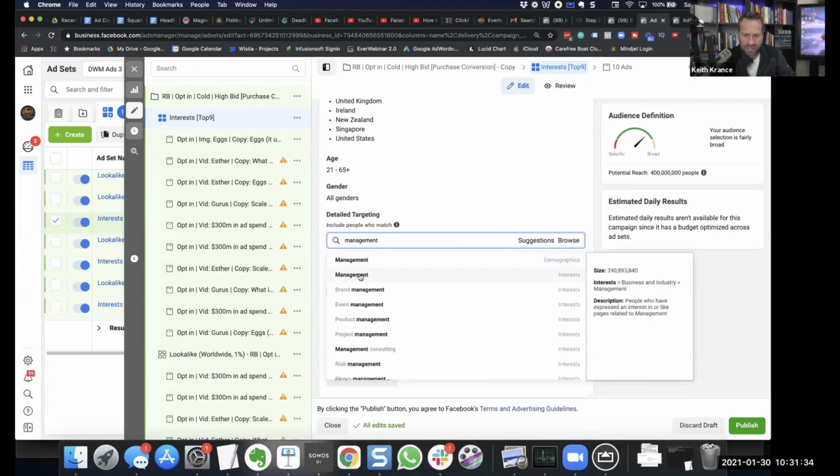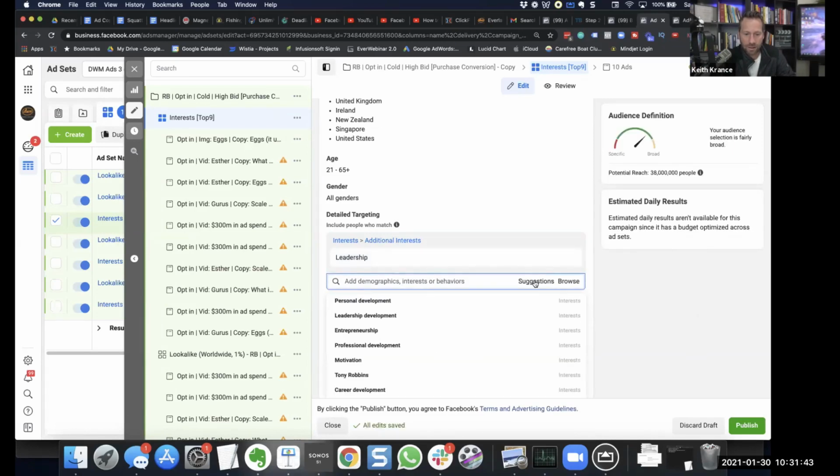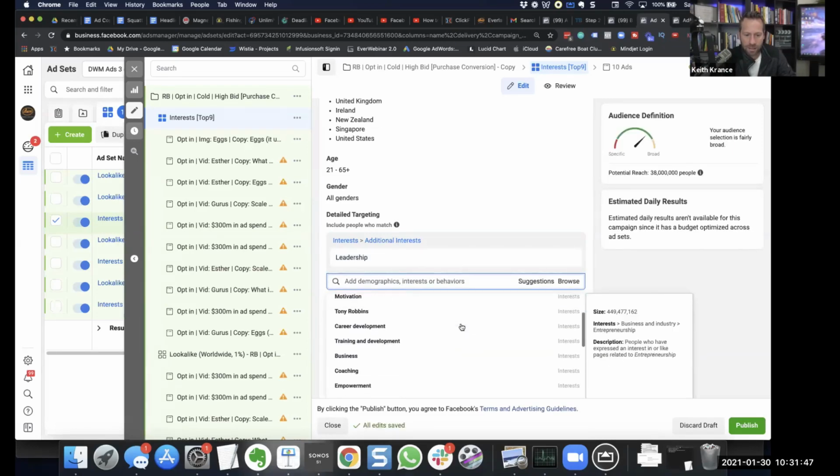Now, the reason he didn't see these both right away is because he had leadership in here initially as an audience. And so when you go to suggested here, you saw management down here, right there. For some reason, that one's showing up now, but this one is the one he found first. So this is the one that was running on its own.